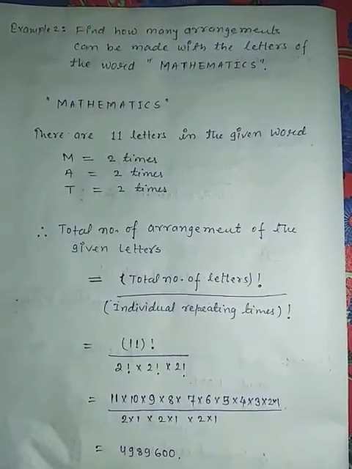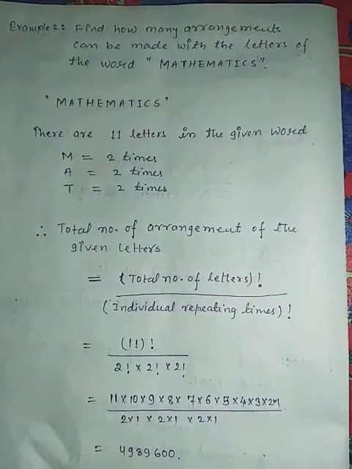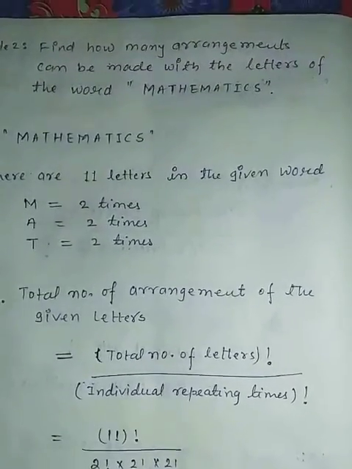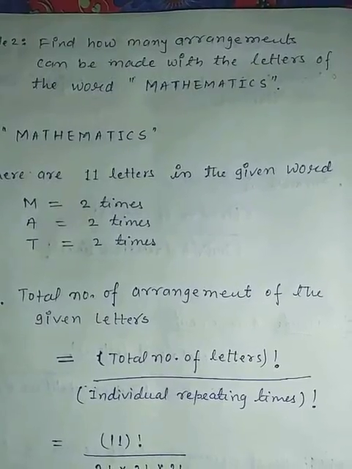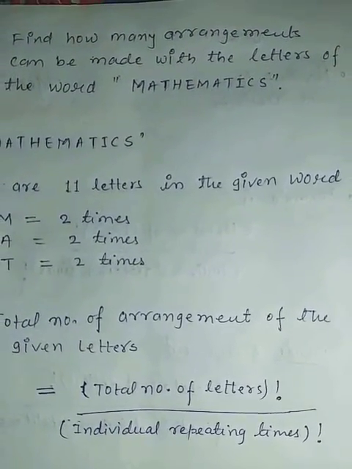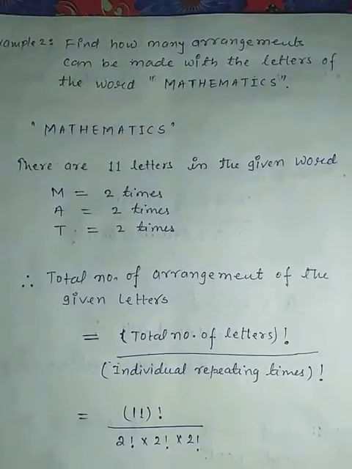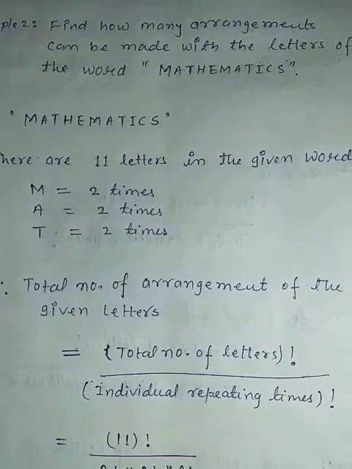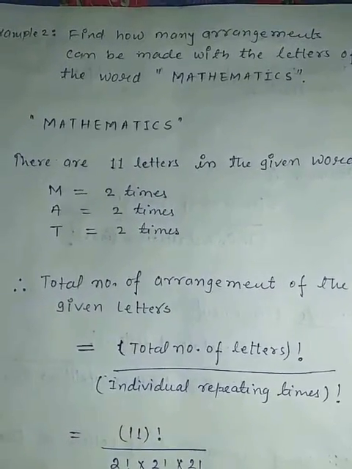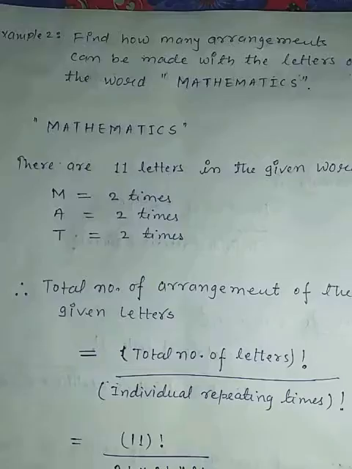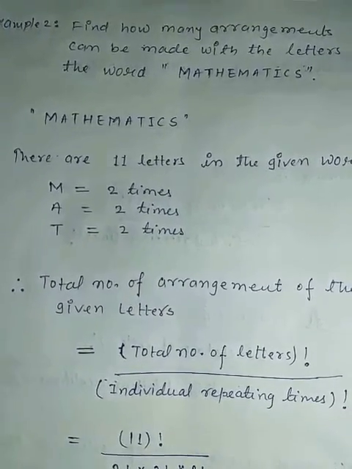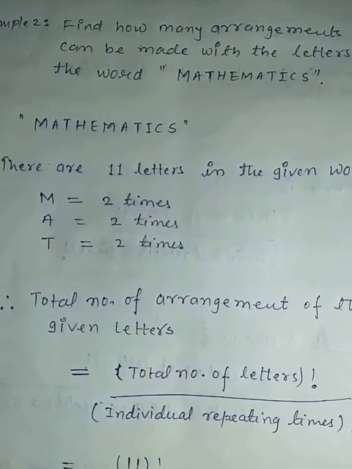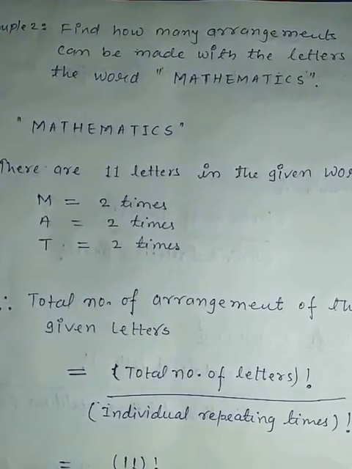Example 2, find how many arrangements can be made of the letters of the word MATHEMATICS. In MATHEMATICS, there are 11 letters in the given word. M appears 2 times, A appears also 2 times, and T appears 2 times.